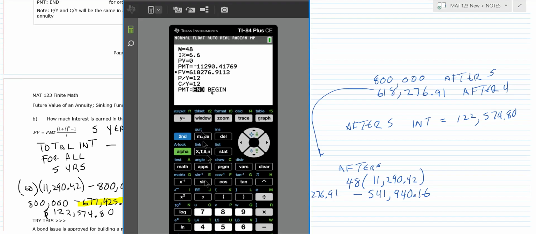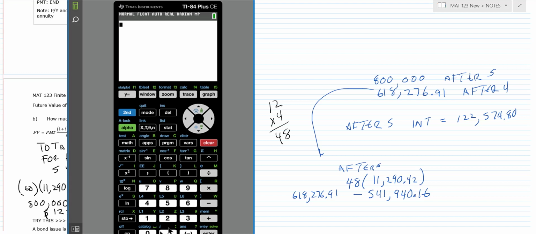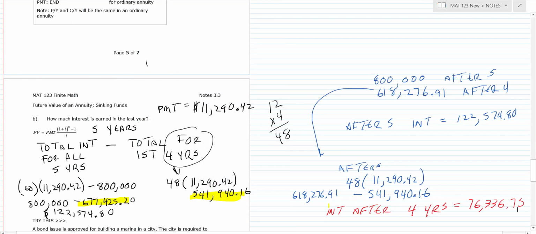Okay, so I just do this. I'm going to do this on a clear screen on the calculator, so I would just do this. I would do $618,276.91, and then minus 541,940.16. Okay, and then that'll give us the other magic number that we were looking for. Okay, so what this represents is the interest after 4 years. Okay, so that is equal to $76,336.75. Now, we got one simple thing to do to finish this problem up.